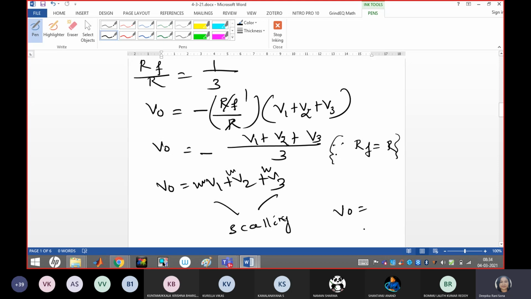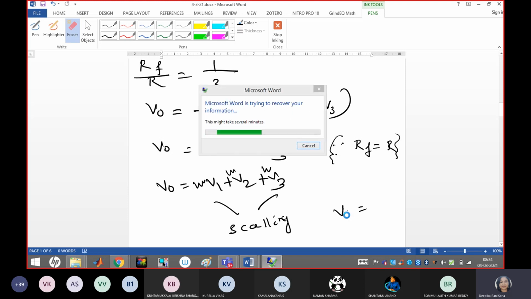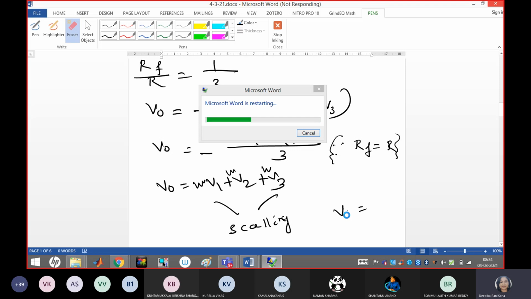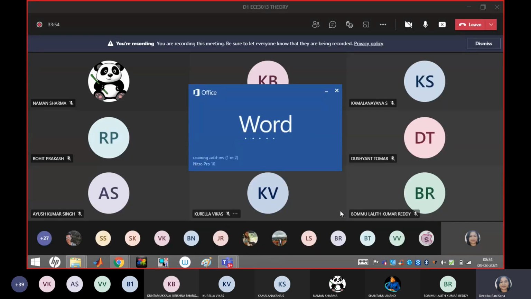V naught equal to minus of V1 up to Vn, that whole divided by n. Then only you will get confirmed, no? You write it as a note. Are you getting my point? How do you write the average for n number of inputs?